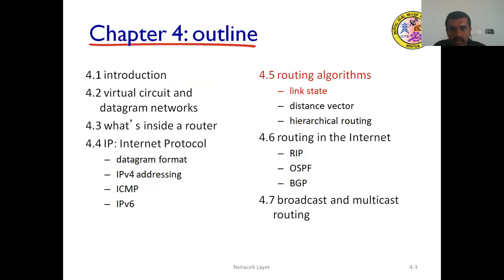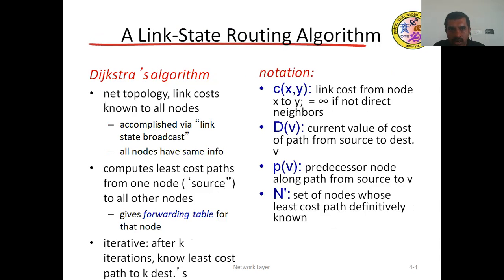Here we see in this chapter the link state algorithm. A link state algorithm, we usually call it the Dijkstra algorithm, where the net topology and link costs are known to all the nodes. The cost of each link in the topology is known in advance, accomplished via link state broadcast, so all nodes have the same information. It computes the least cost path from one source node to all other nodes, which gives the forwarding table for that node.